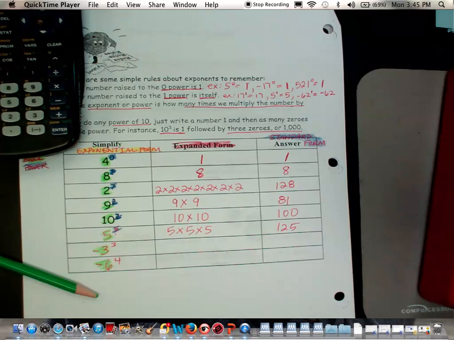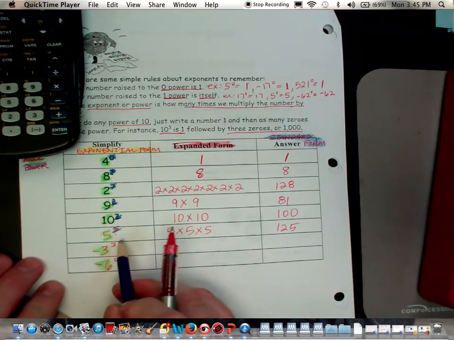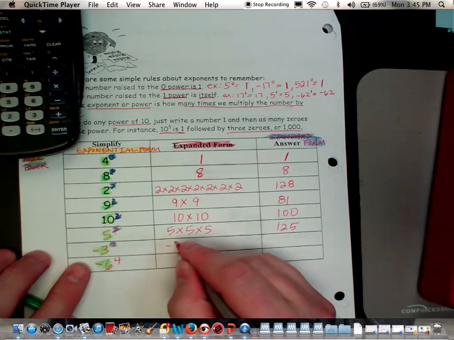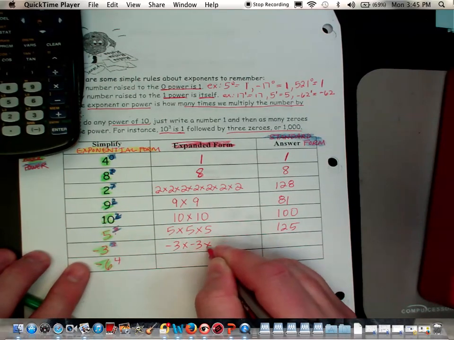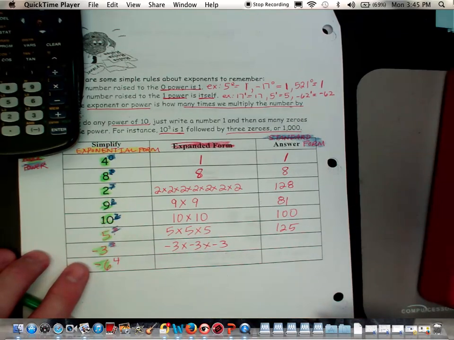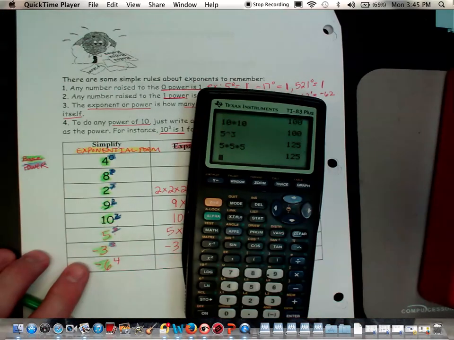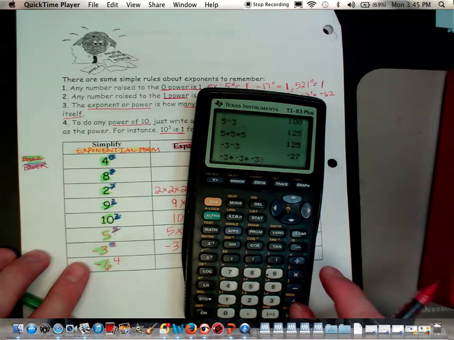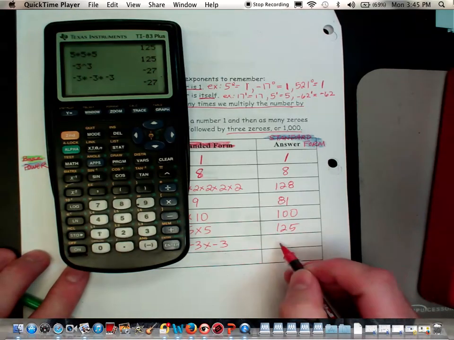Okay? 3 here is my base because it's in green, and how many negative 3s will I have? I need 3 of them. So it's going to be negative 3 times negative 3 times negative 3. When I put that in my calculator, negative 3 raised to the third power, I get negative 27, or negative 3 times negative 3 times negative 3 gives me negative 27.